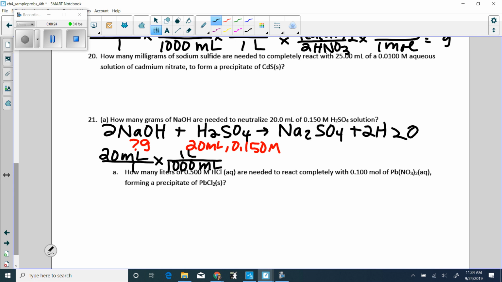If that conversion drives you nuts, you can always skip it. You never have to show me this conversion. Liters on top means liters on bottom. I can convert my capital M into moles per liter, so 0.150 moles per 1 liter. Once we are at moles, then we do our mole ratio. Our mole ratio is always our unknown over our known. So 2 sodium hydroxides for every 1 sulfuric acid. And then moles on top means moles on bottom.